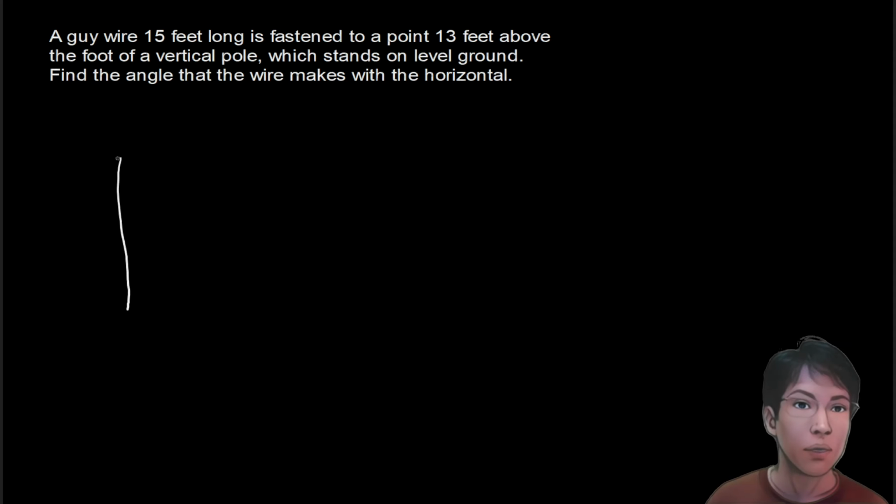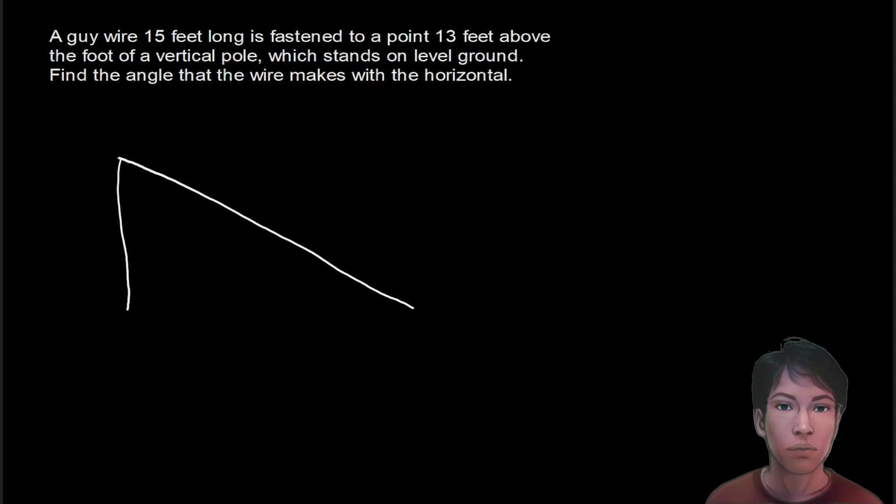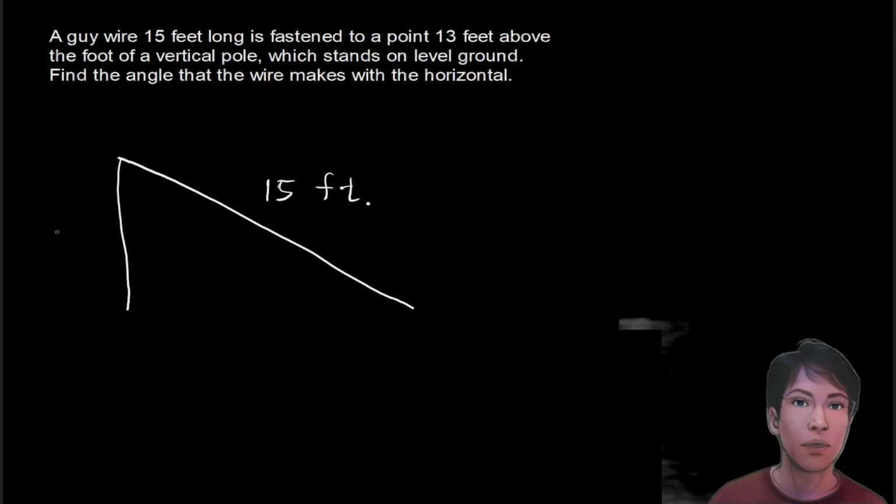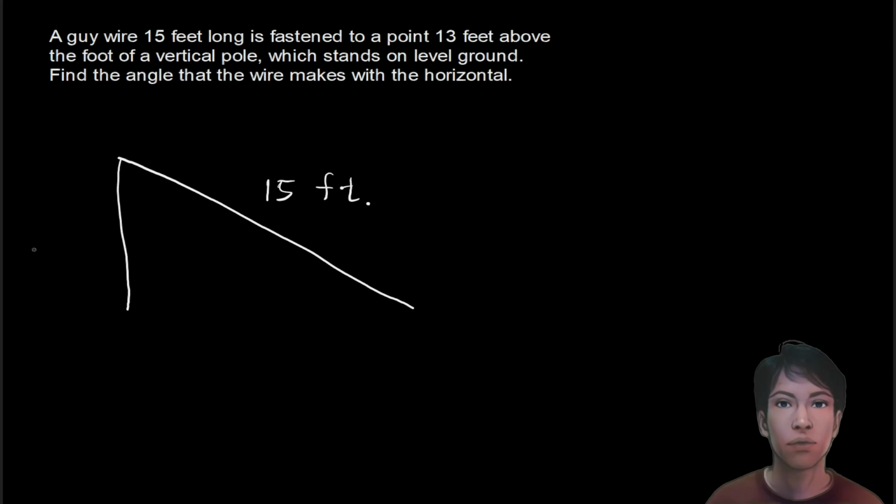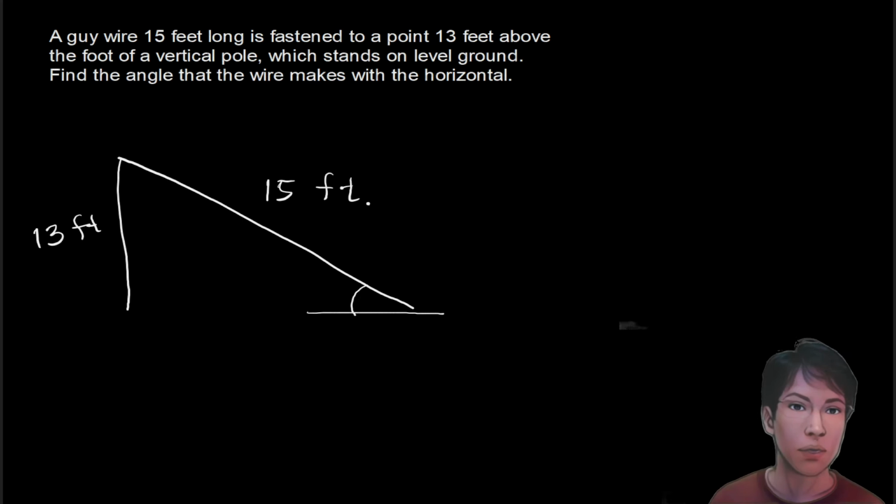And then you have a guy wire. So this is the guy wire. How long is the guy wire? 15 feet. And the vertical pole is 13 feet. So the question is, what angle does this wire make with the horizontal? Let me designate this as angle A.